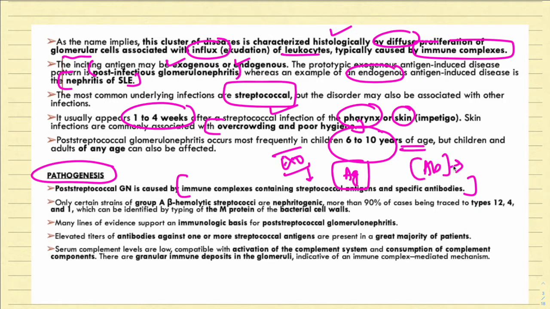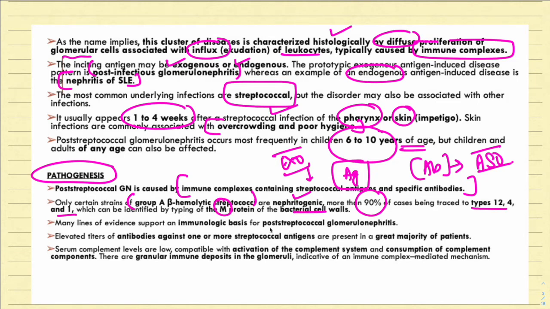Can anyone tell me the name of this antibody against the streptococci? What do we call it? ASO. We also do this test in the laboratory. Now not all strains of streptococci are going to cause this post-streptococcal glomerulonephritis. No, only certain strains of group A beta hemolytic streptococcus are nephritogenic. More than 90% of the cases are because of type 12, 4 and 1 of group A beta hemolytic streptococci. Okay, and this typing, that is type 12, 4 and 1, is basically done on the basis of the M protein present in the bacterial cell wall.